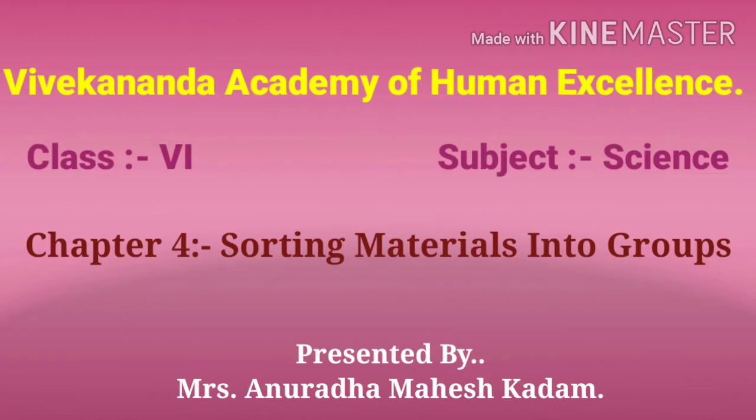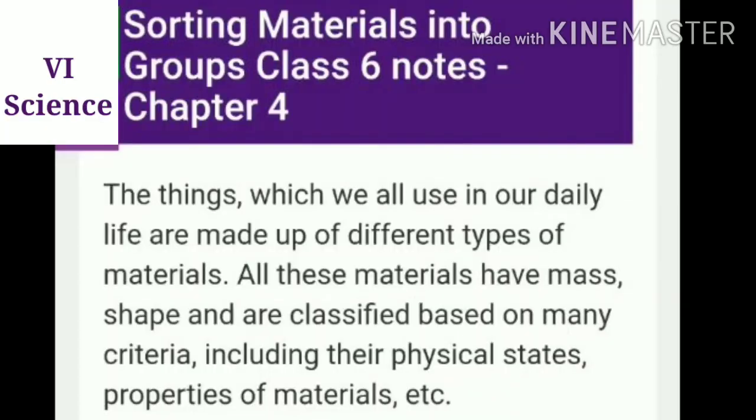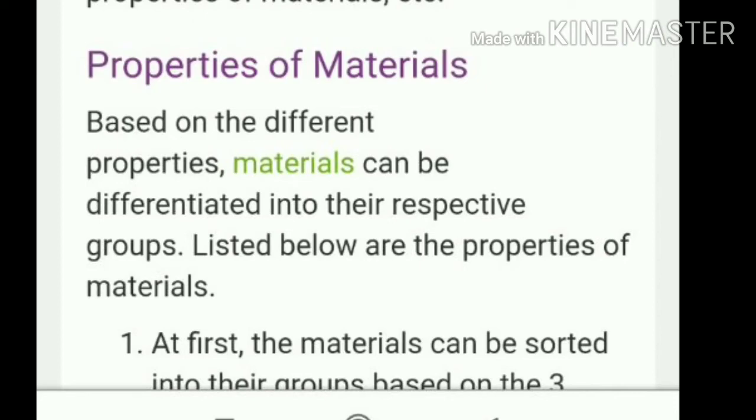So in this chapter we are going to see how the different materials are separated according to their different properties. The things which we all use in our daily life are made of different types of materials. All these materials have mass, shape, and are classified on the basis of many criteria including their physical state as well as the properties of materials.